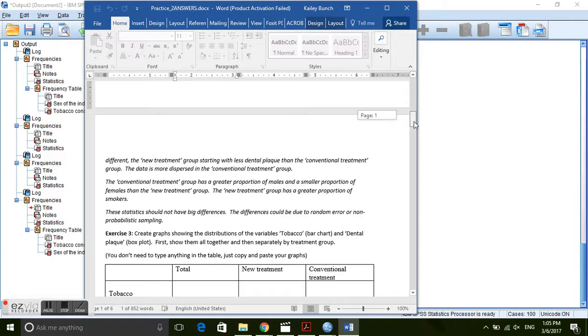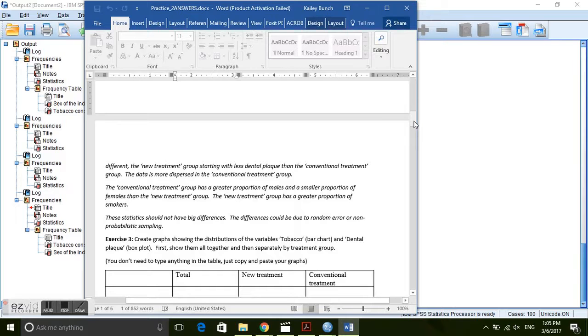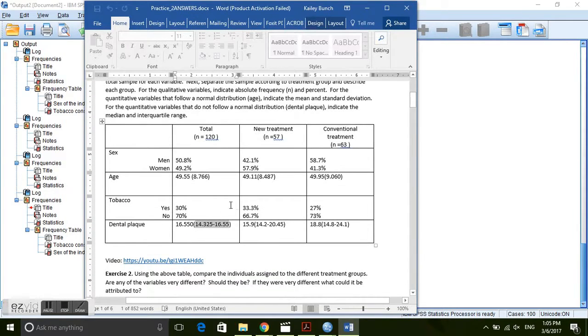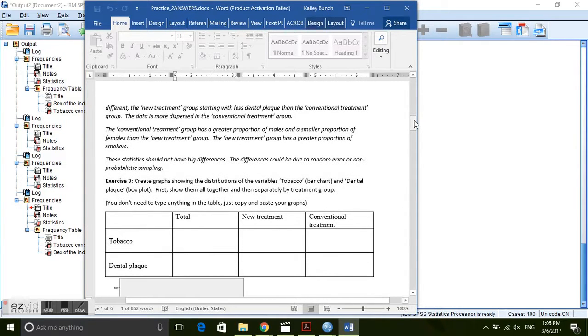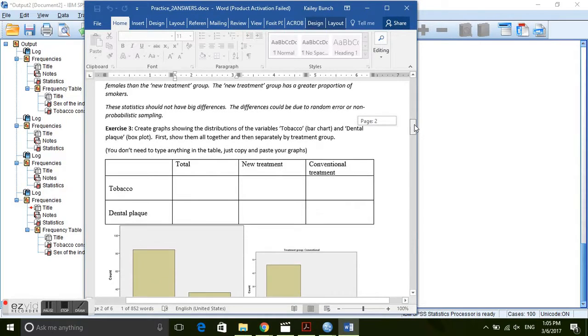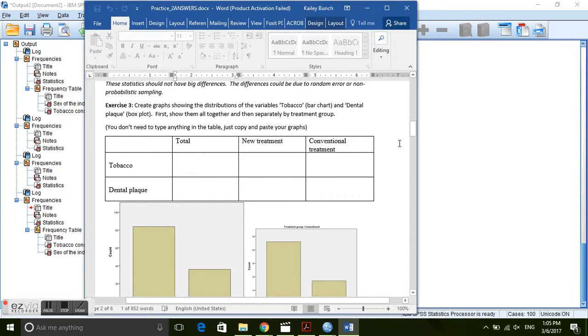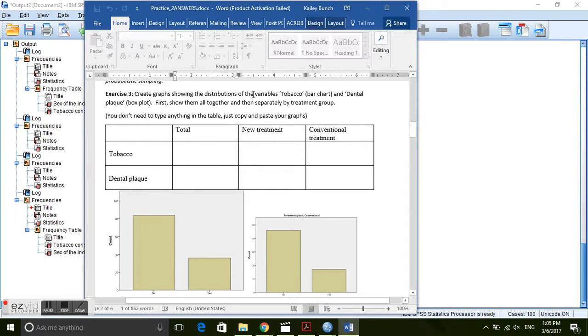These statistics should not have big differences. The differences could be due to random error or non-probabilistic sampling. This means that when we're doing a randomized controlled trial, we want the two treatment groups to have very, very similar characteristics. So when we look at these and they don't have similar characteristics, that can cause alarm, and that could mean that maybe these individuals were not put in each treatment group at random, and that could be a problem.